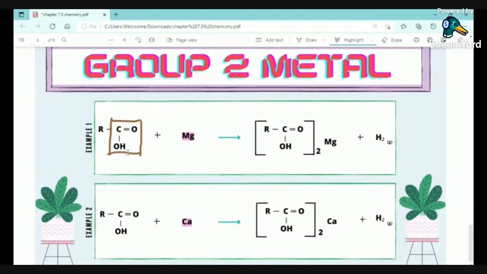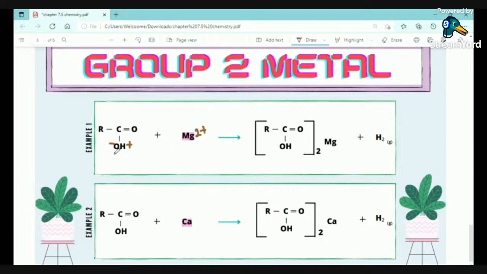We'll still focus on the hydrogen that attached with O. Hydrogen will be removed, but we know that H positive and O minus. Since it's a group 2 metal, your magnesium become magnesium 2 plus. So kita ada positif 2.